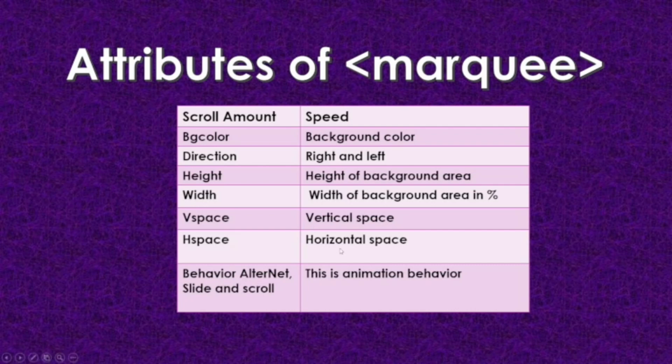Vspace means vertical space and Hspace means horizontal space. Behavior: alternate, slide and scroll. This is the animation behavior.